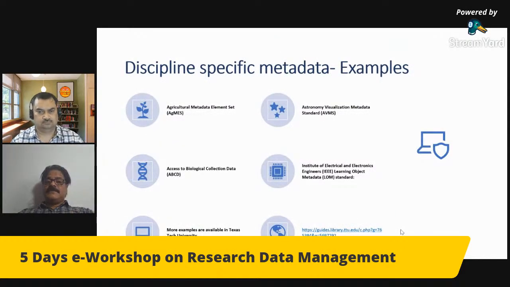And these are some of the discipline-specific metadata that I mentioned earlier. For example, agriculture metadata element set, astronomy visualization metadata. This is not a comprehensive list, but just some examples, and you would get more examples of discipline-specific metadata from this library guide. So you can go to this link and learn more about discipline-specific metadata types. As librarians, we should learn more metadata types, and we should be able to provide directions to our users. This is one of the important skill sets that we need to acquire.